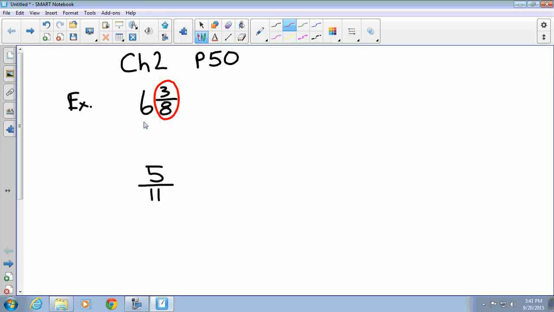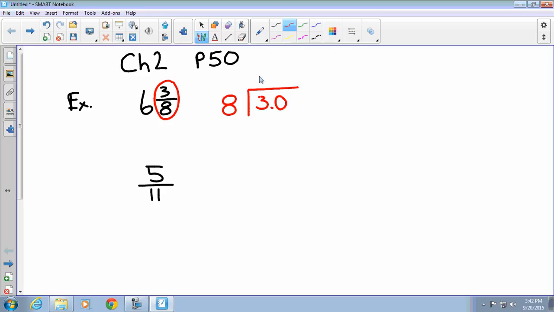We know what 6 is. 6 is 6 wholes, but we have a fraction, and we want to turn it into a decimal. So what we're going to need to do is put 3 inside the box, where 3 is our dividend, and 8 is our divisor. Now, we know 8 does not go into 3, so we're going to have to add some zeros here.